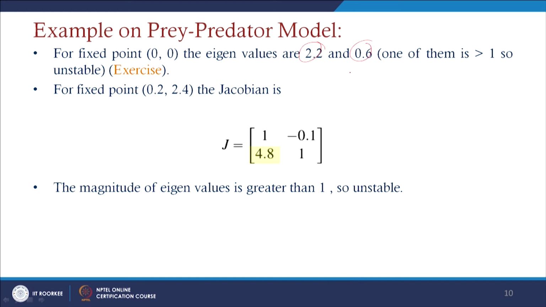One of the eigenvalues, 2.2, is greater than 1, so it is unstable. For the fixed point 0.2, 2.4, the Jacobian is represented as 1, minus 0.1, 4.8 and 1. If you look at the magnitude of the eigenvalues, it is greater than 1, so the system is unstable.